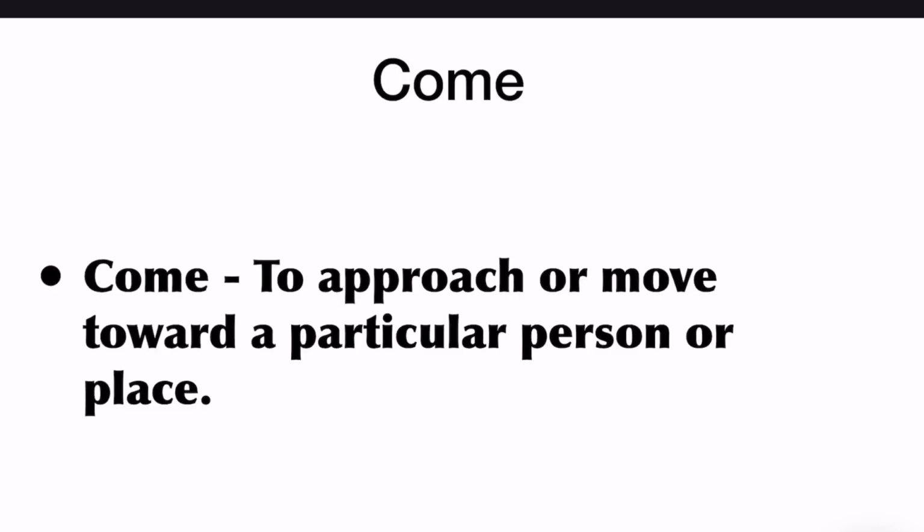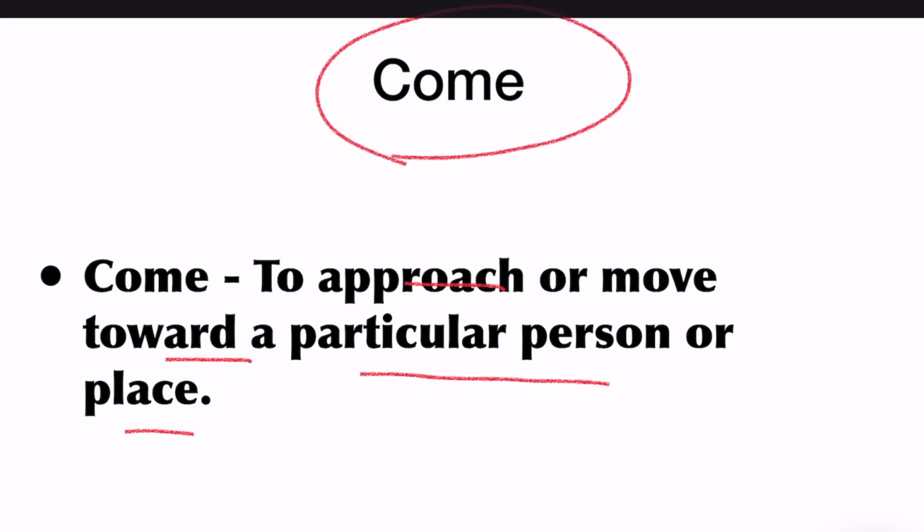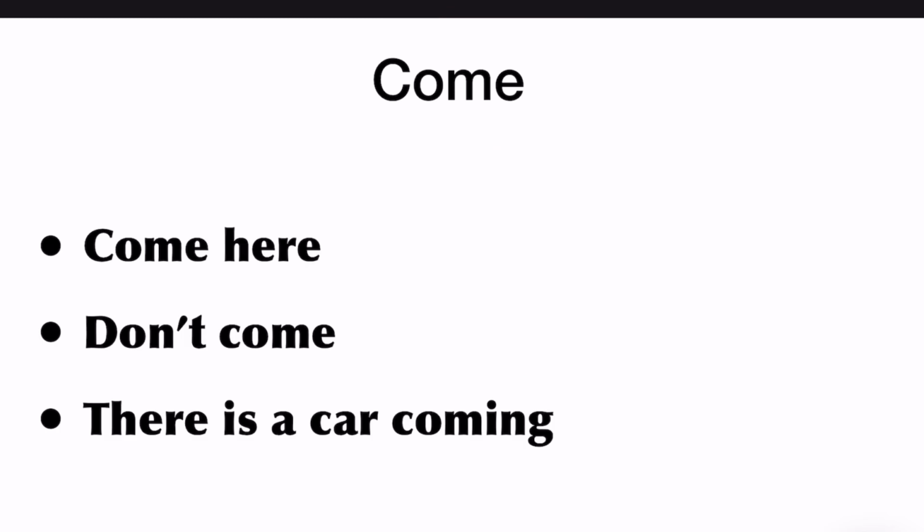Come means to approach or move toward a particular person or place. You are familiar with the word come. Example sentence: come here. Don't come. There's a car coming. But look at this word come across. Come across is in present tense. Came across is in past tense.